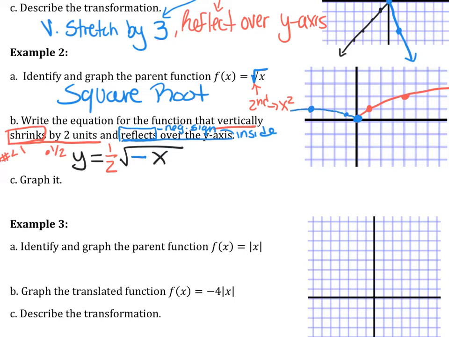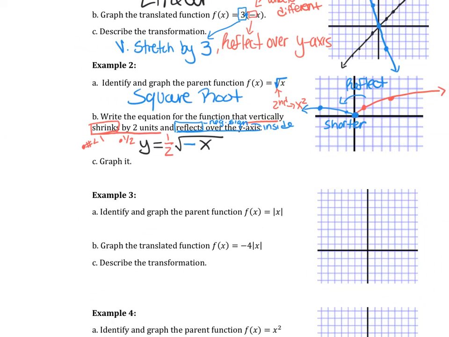you should see that it does reflect over the y-axis. And it gets a little shorter. It doesn't increase as quickly as the original function because we had a vertical shrink. So again, always make sure that what you have graphed matches what you said should happen.